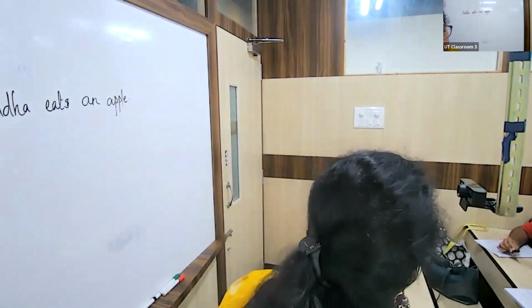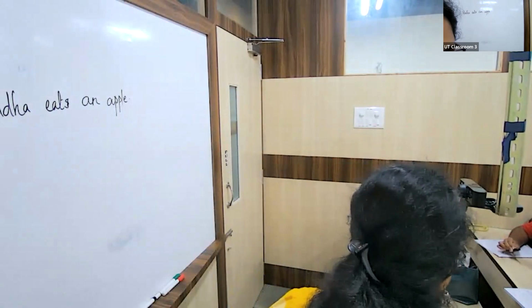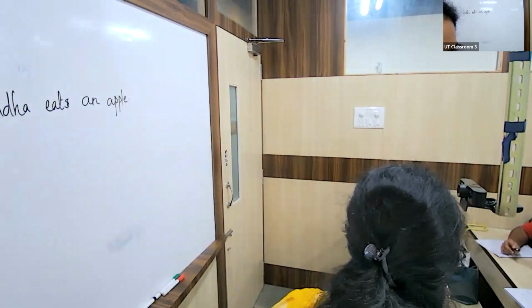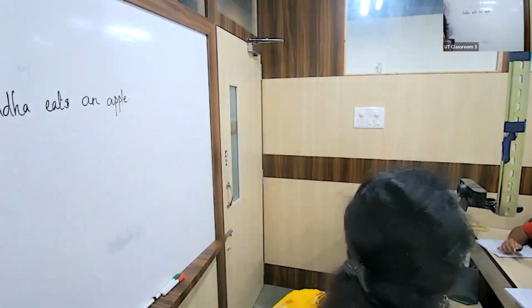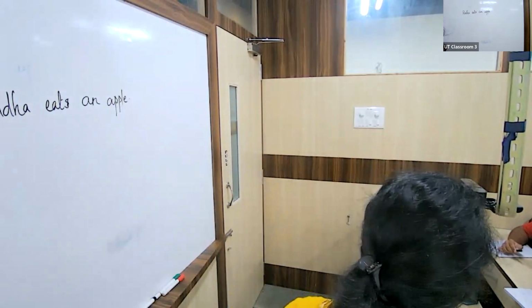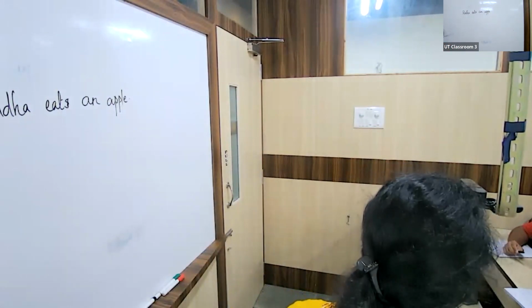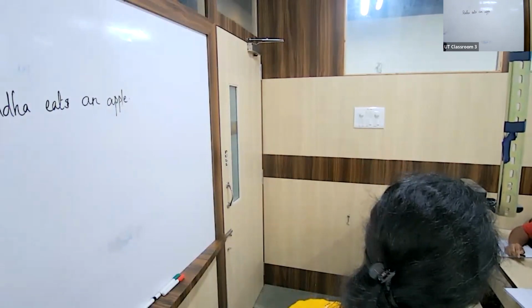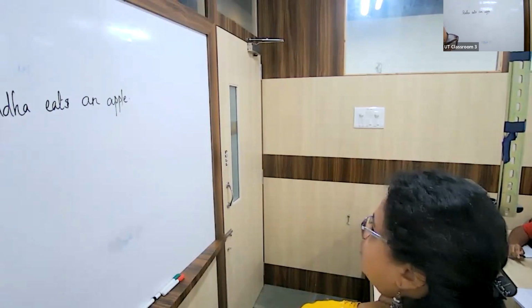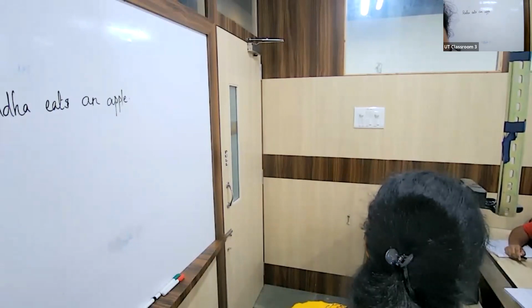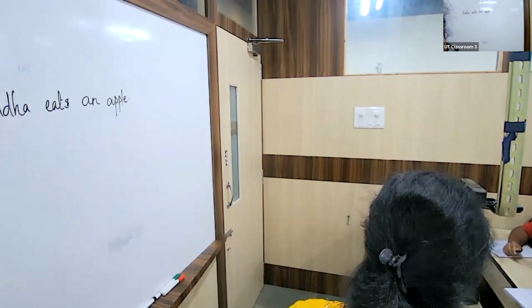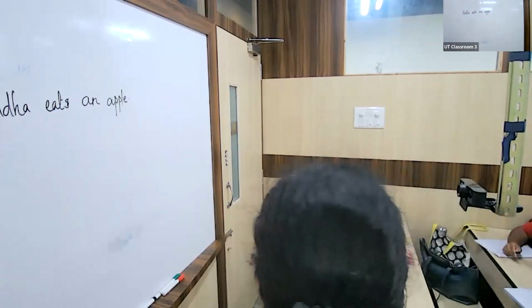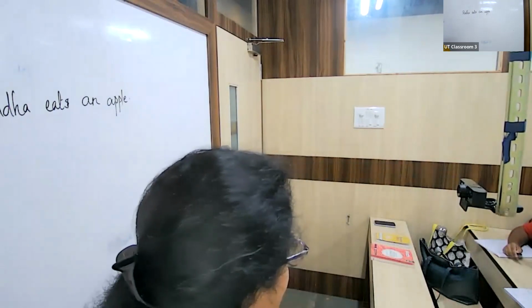The sentence is in which voice? Active. Now change it to passive. That becomes past tense. The apple was eaten by Radha. Okay. An apple was eaten by Radha. Is it right? You're right, but your tense is wrong.